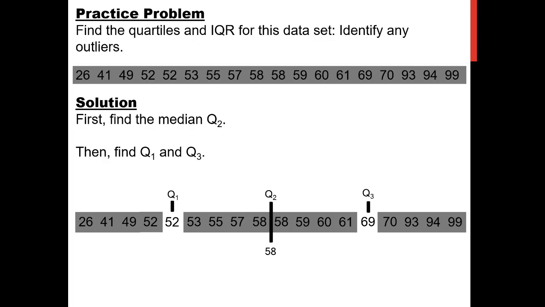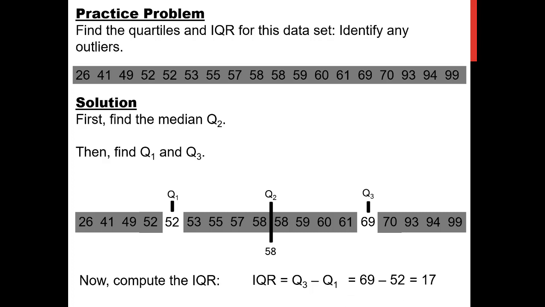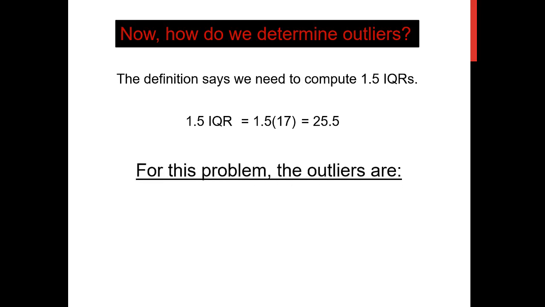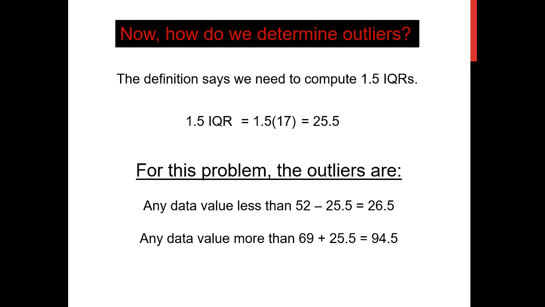Once we have those values, we can compute the IQR and then find the outliers. So the IQR is Q3 minus Q1, which is 69 minus 52, which is 17. So now that we know that the IQR is 17, we need 1.5 of those. So 1.5 IQRs is 1.5 times 17, which is 25.5. So we're going to take this 1.5 IQRs and subtract it from Q1. So Q1 was 52. 52 minus 25.5 is 26.5. And then we're going to take this 1.5 IQRs and add it to Q3. So 69 plus 25.5 is 94.5.